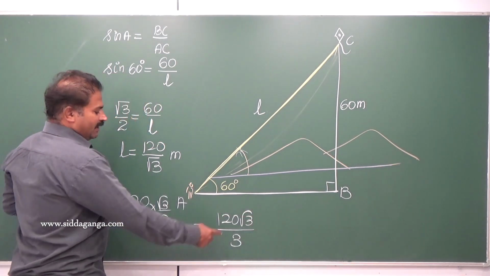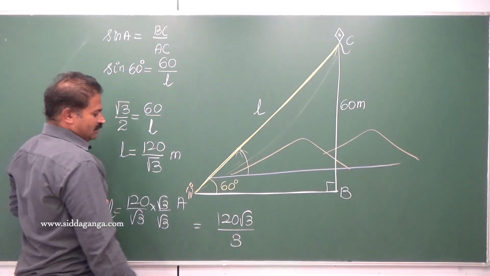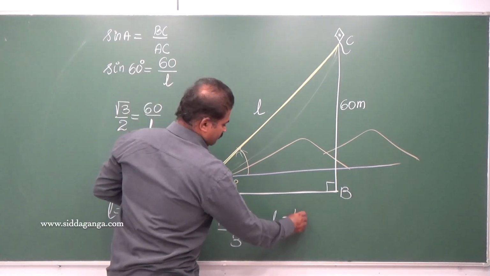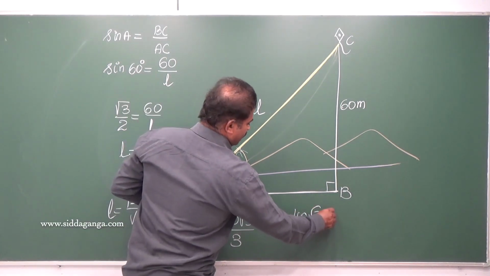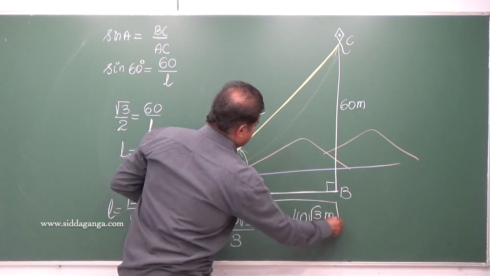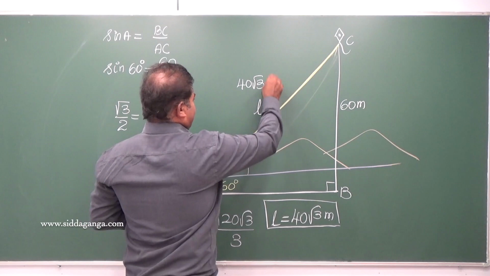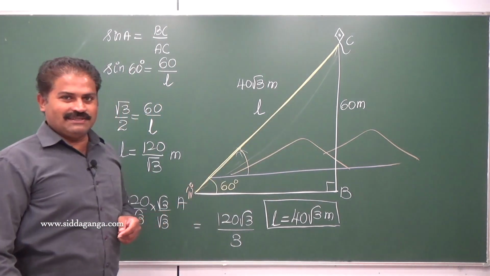So you can divide 120 by 3. So that gives you the length of the thread is equal to 3 4s, so this is 40 root 3 meters. So this is the length of the thread: 40 root 3 meters. Easy, isn't it?